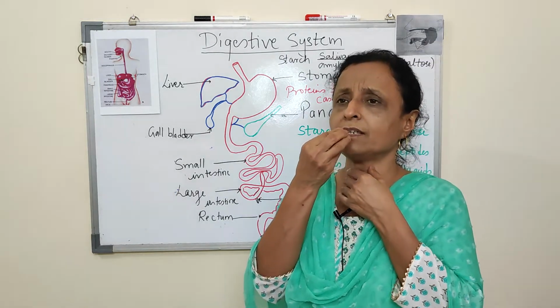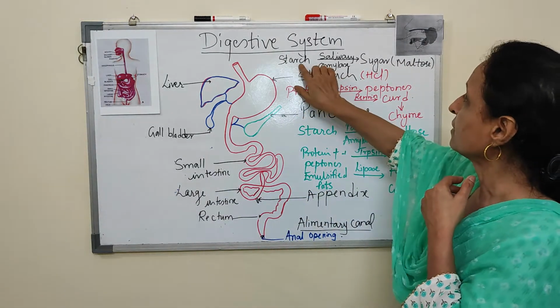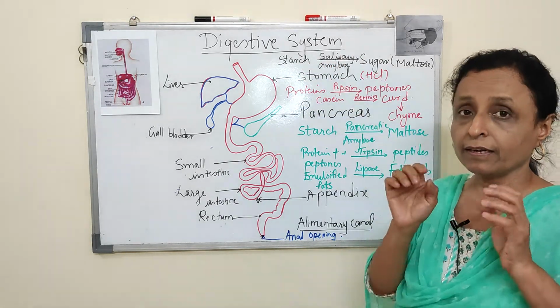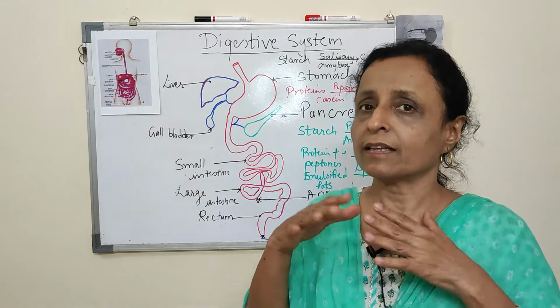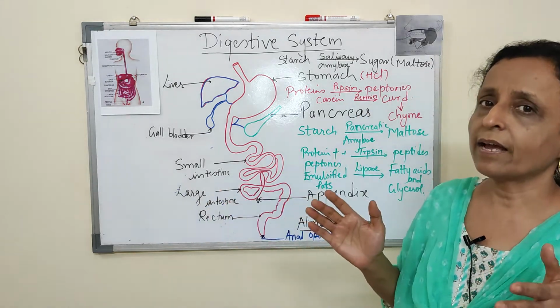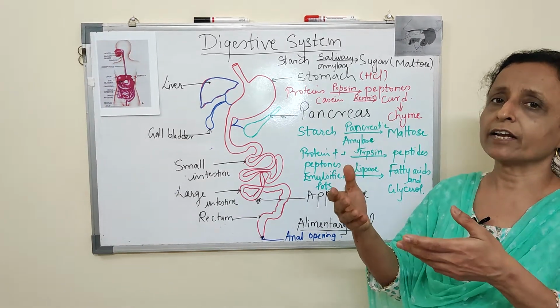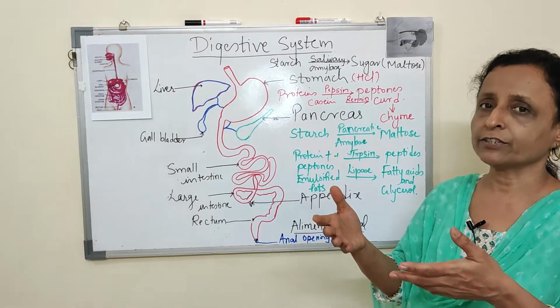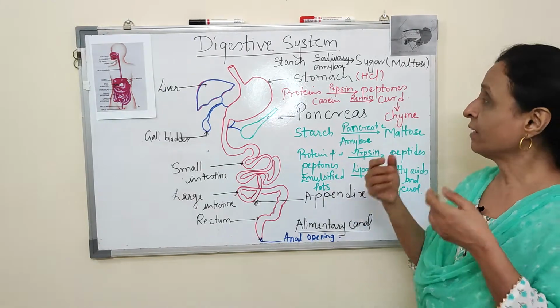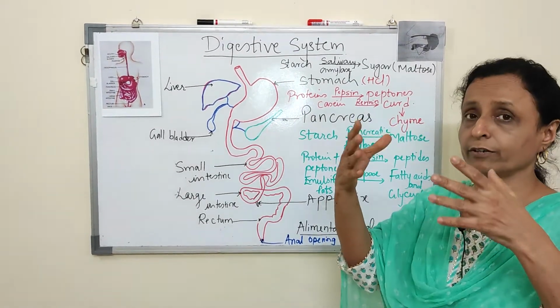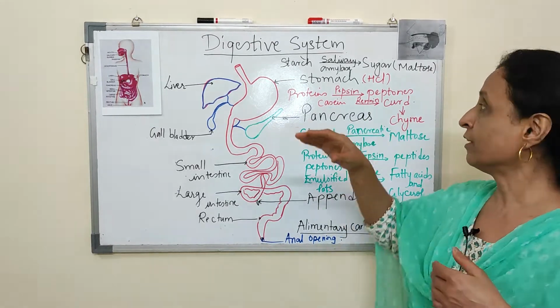From the mouth, little digestion has taken place. On starch, amylase acts, which is present there. Anything ending in -ase is an enzyme. Enzymes help the reaction take place at a fast rate without taking part in the reaction, so they are catalysts. Enzymes are catalysts that help carry out the reaction very fast.